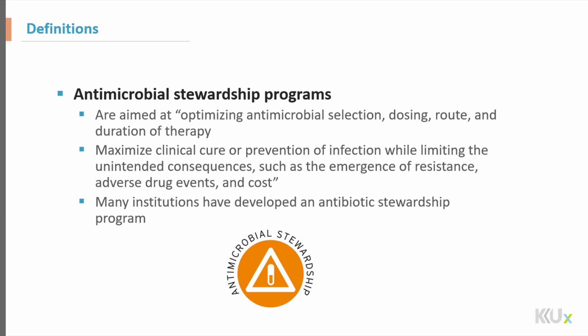meningitis is totally different from dosing patient who has abdominal infection. The route of administration, could the patient be changed from being on intravenous to PO or oral medication based on the GI tolerance, and the duration of therapy. All of these, if I optimize the selection, dosing, route, and duration of therapy, are gonna help to maximize clinical cure or prevention of infection while limiting the unintended consequences like emergence of resistance, adverse drug events, and cost.